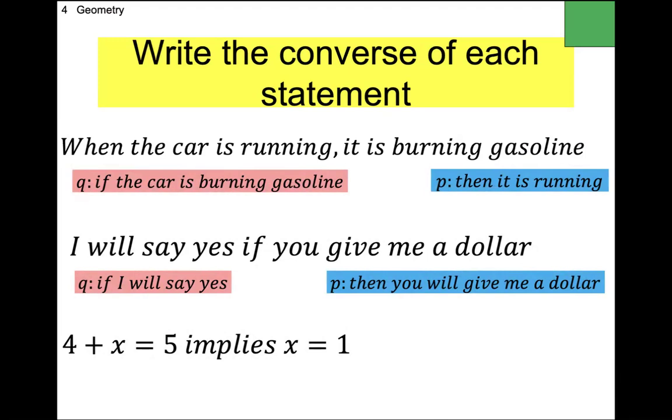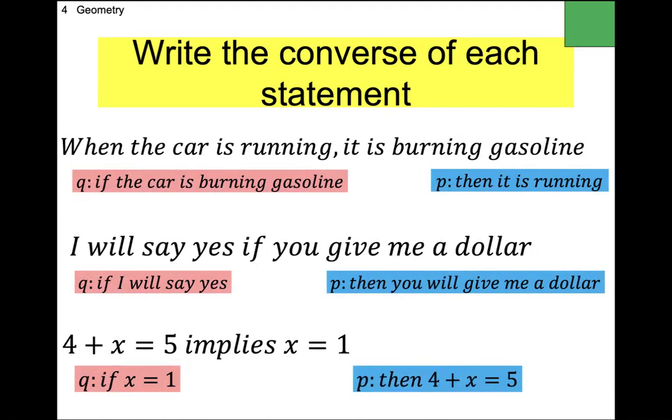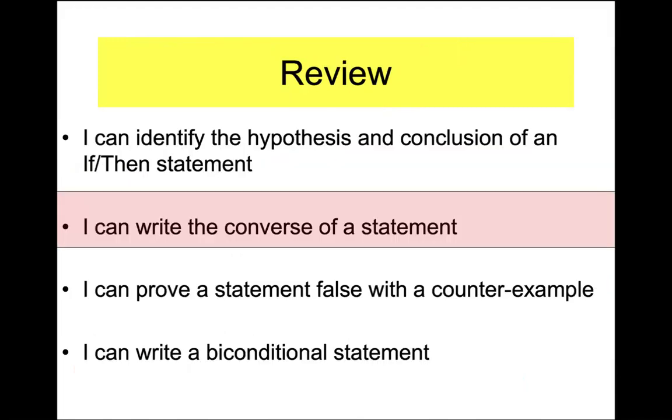And lastly, this one, originally we said if 4 plus x equals 5, then it implies that x equals 1. So if we swap those around, if x equals 1, then it implies that 4 plus x equals 5. Got it? Okay. That was our second objective.